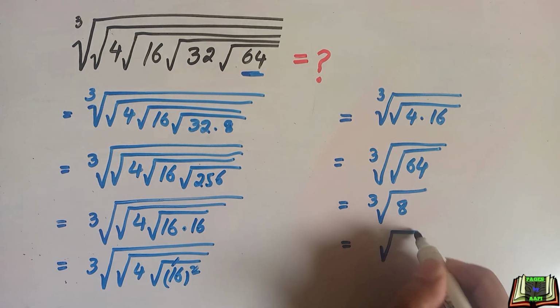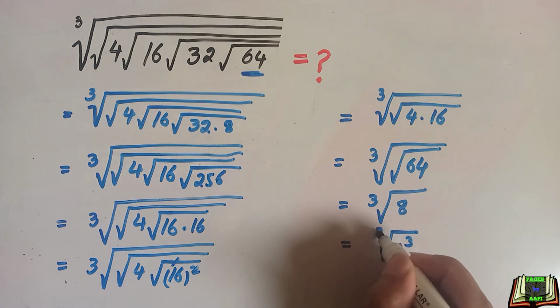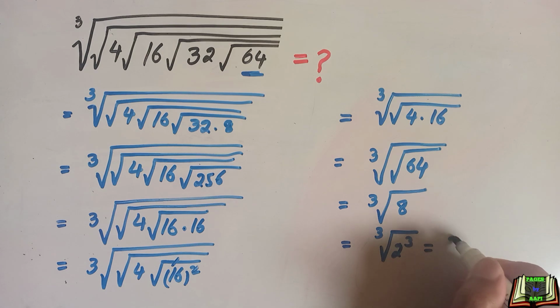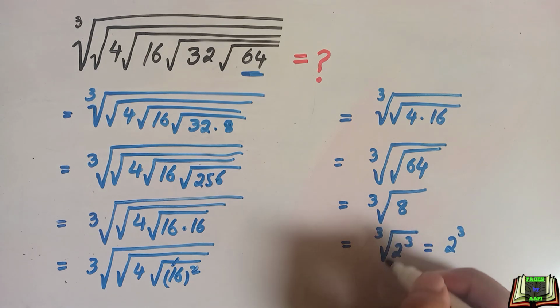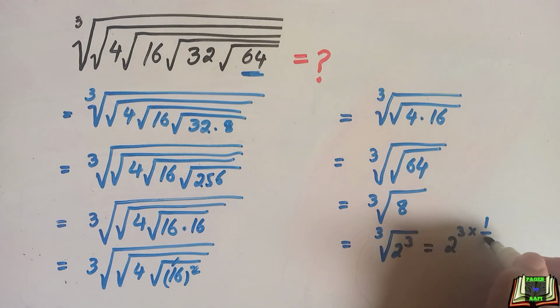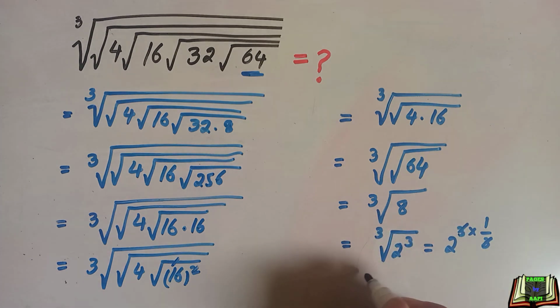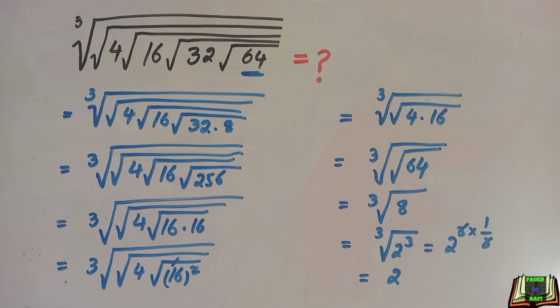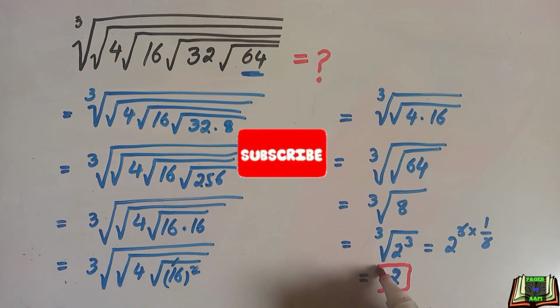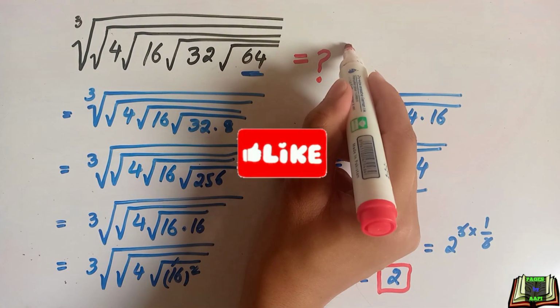We can write 8 as 2 to the power 3. 2 to the power 3, and the value of this cube root is 1 over 3. 3 and 3 cancel out. We have 2 to the power 1, that is equal to 2 again. That is required in this question. The value of this radical expression is equal to 2.